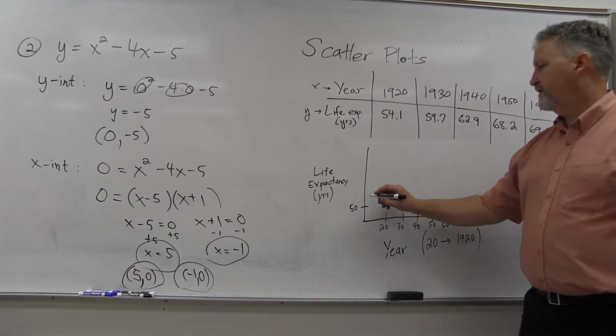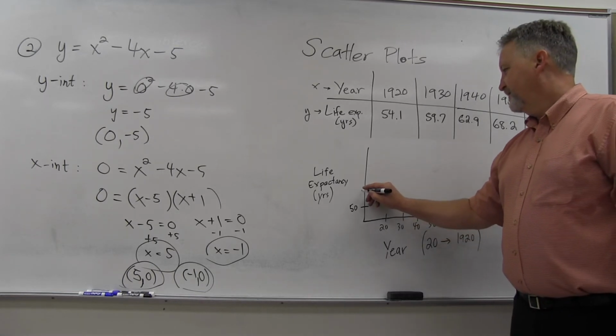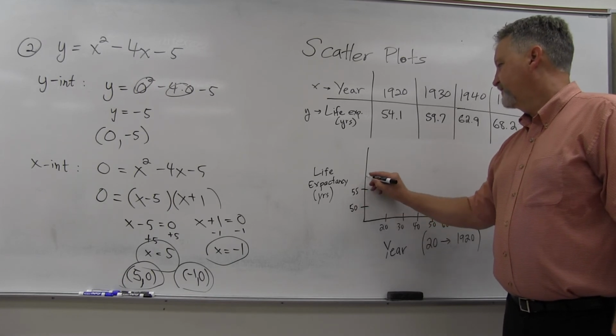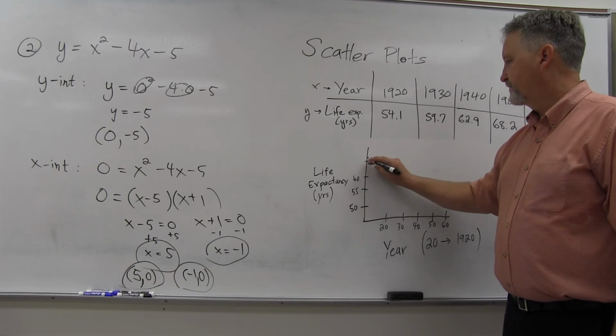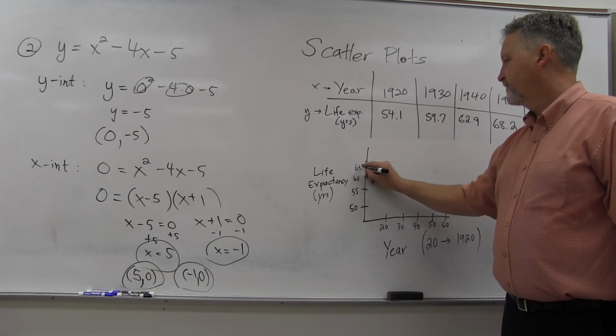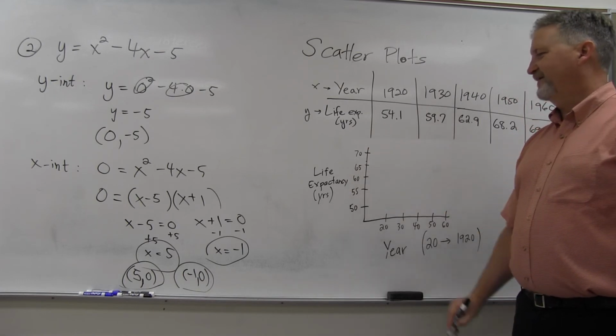Start at 50, and we're going up to 70, so mark off 2s, 5s. 5s will be fine, I think. Let's go 50, 55, 60, 65. Oops. As you can tell, there's a little leeway here on how you do it.